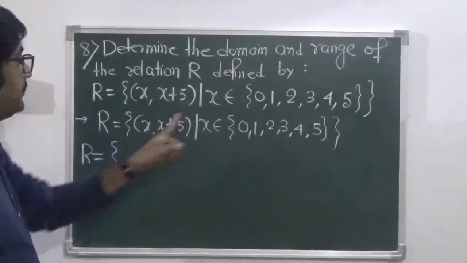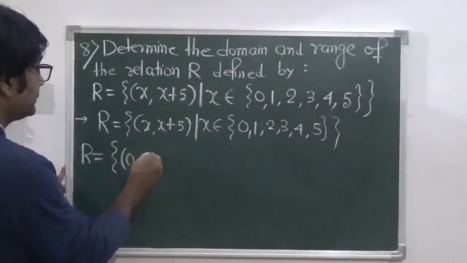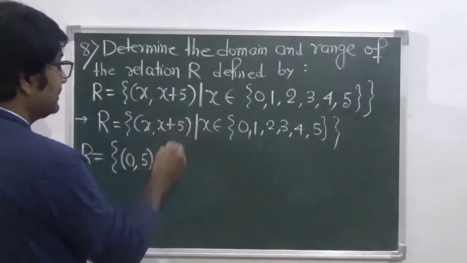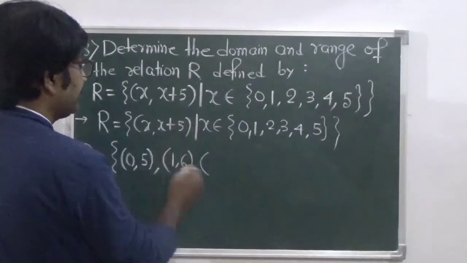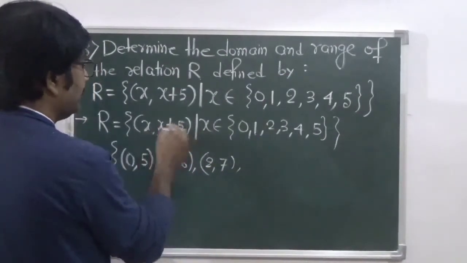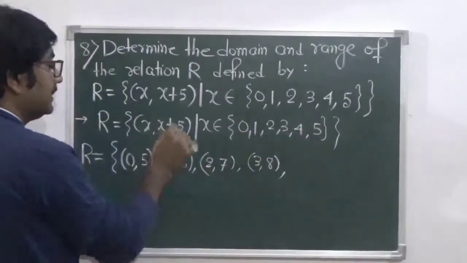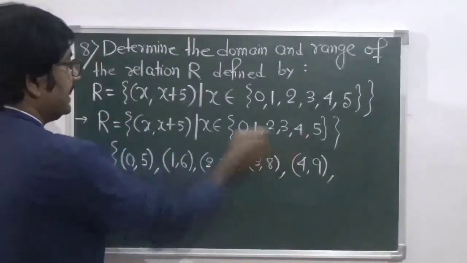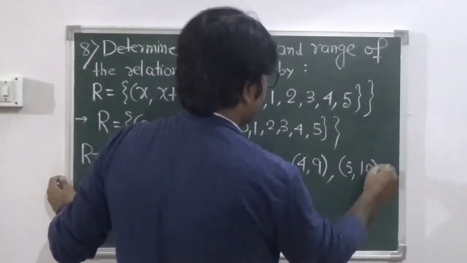Starting with 0, if we put 0 here, then it is 0 plus 5. So the first ordered pair is 0, 5. Then when x is 1, this is 6. So the next ordered pair is 1, 6. With 2, 2 plus 5 is 7, so next is 2, 7. With 3 it is 8, 4 and 9, and finally 5, and 5 plus 5 is 10. So this is 5 comma 10.